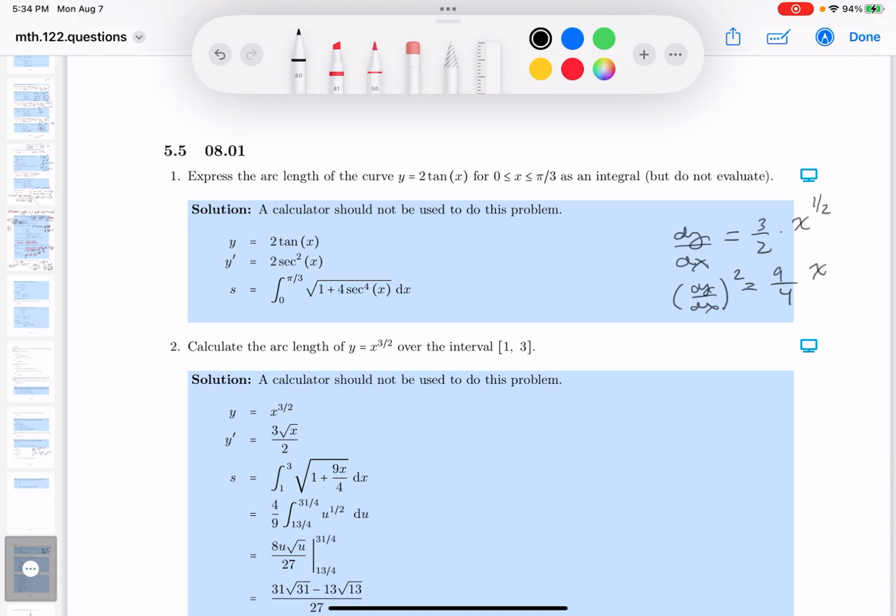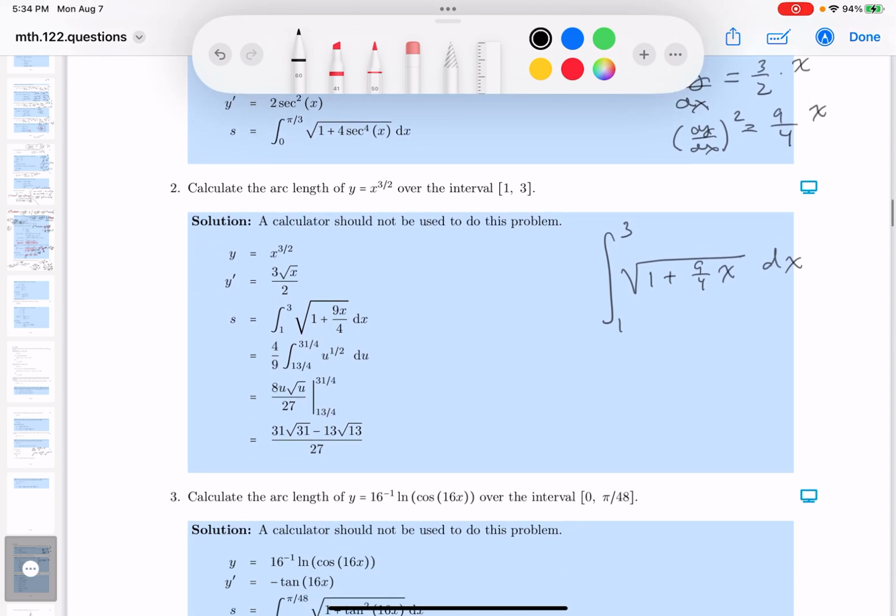So let's write the integral down. The integral is going to be the square root of 1 plus 9/4 of an x. That's a dy/dx squared, by the way. dx. What's the limit of integration over here? Well, they've given it to me on the interval between 1 and 3.